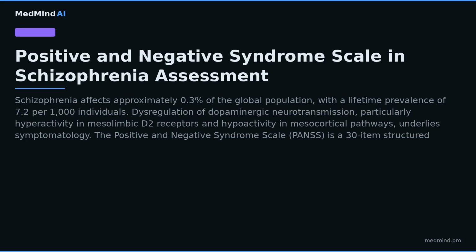The Positive and Negative Syndrome Scale, PANSS, is a 30-item structured interview used to quantify symptom severity, with scores ranging from 30 minimal symptoms to 210 maximum severity. First-line treatment includes second-generation antipsychotics such as risperidone 2 to 6 mg/day orally, with PANSS used to monitor response defined as greater than or equal to 20% reduction from baseline.